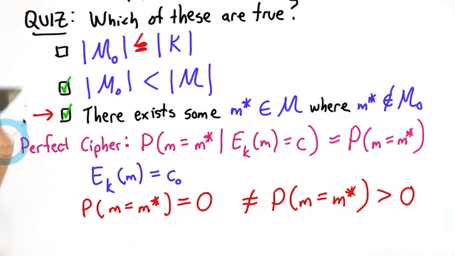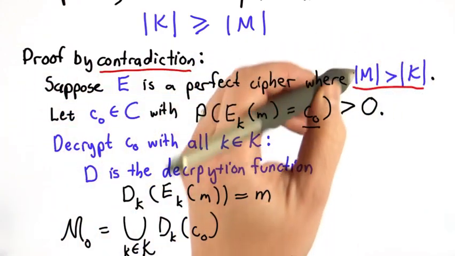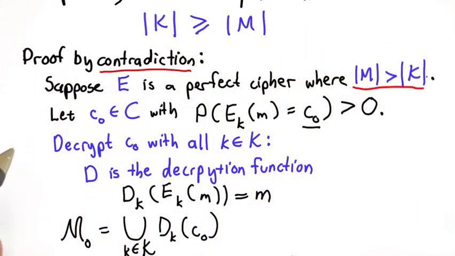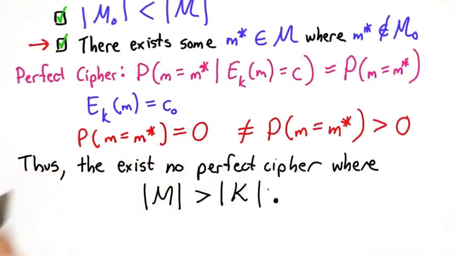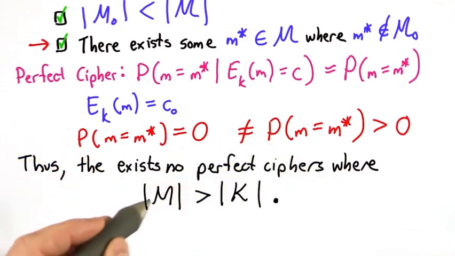So we've contradicted the requirement for a perfect cipher. The only assumption that went into this was this one: we assumed that there existed a perfect cipher where the number of messages is greater than the number of keys. And we've reached a contradiction. So this proves that there exist no perfect ciphers where the number of messages is greater than the number of keys. So this is bad news.